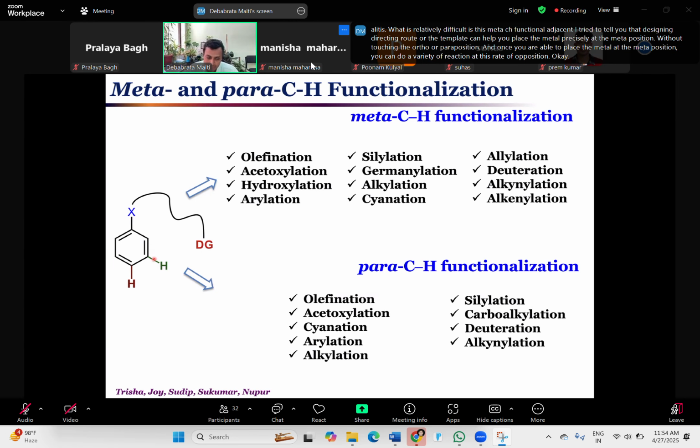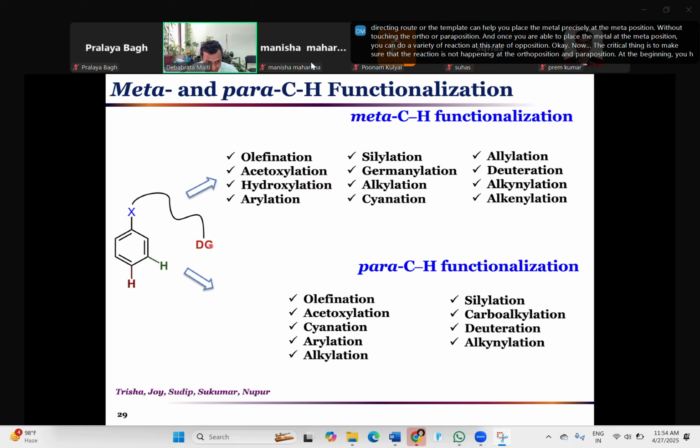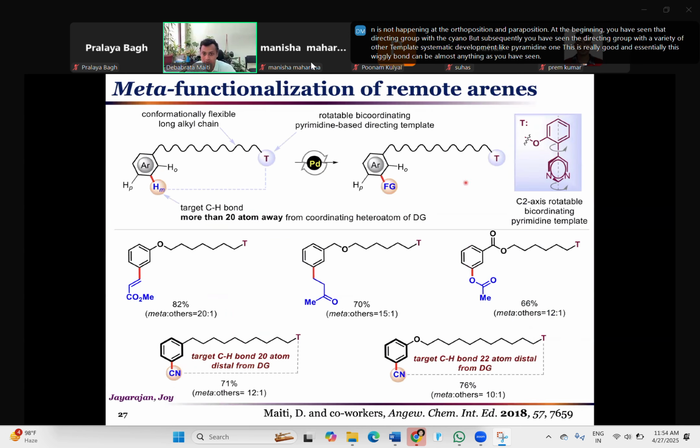Now, the critical thing is to make sure that the reaction is not happening at the ortho position and para position. At the beginning, you have seen the directing group with the cyano, but subsequently you have seen the directing group with a variety of other templates, systematic development, like pyrimidine one. This is really good. And essentially, this wiggly bond can be almost anything, as you have seen. The wiggly bond can be almost anything, and the template could be this one, right?